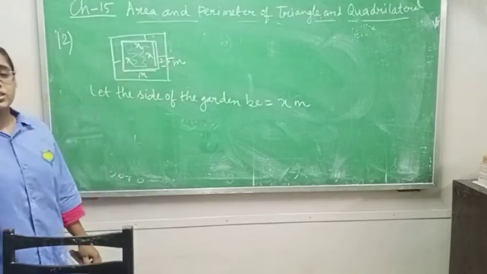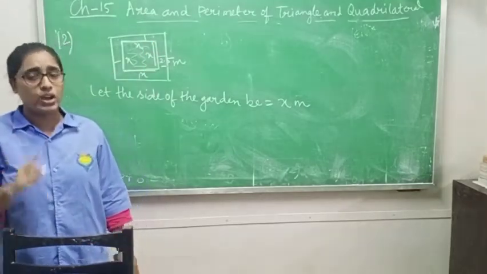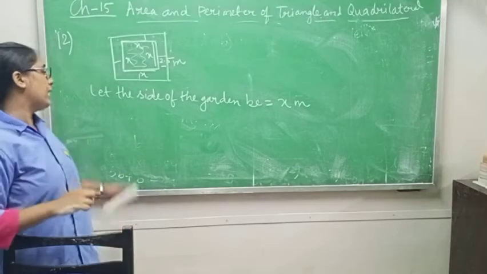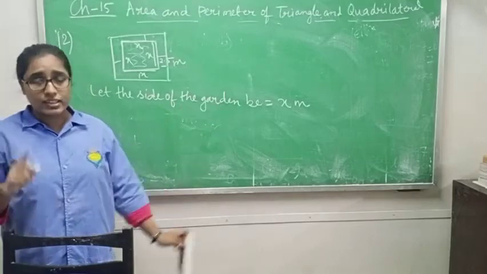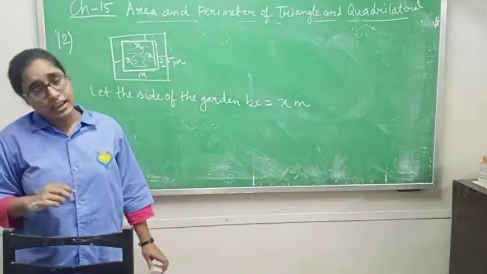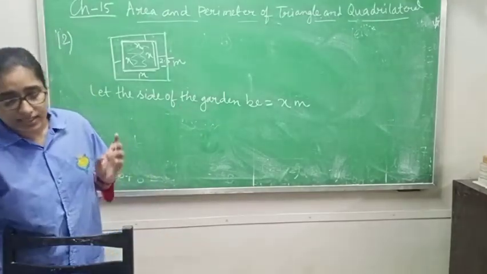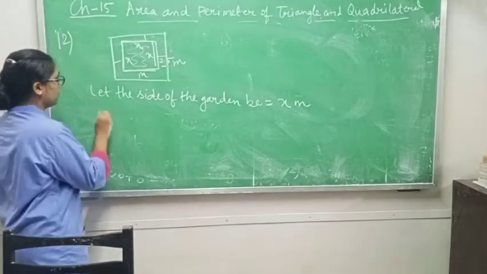Why? Because it is square in shape, and in a square all sides will be equal. Let the side of the garden be x, it means that all sides will be x. If the side is x, what will be its area?